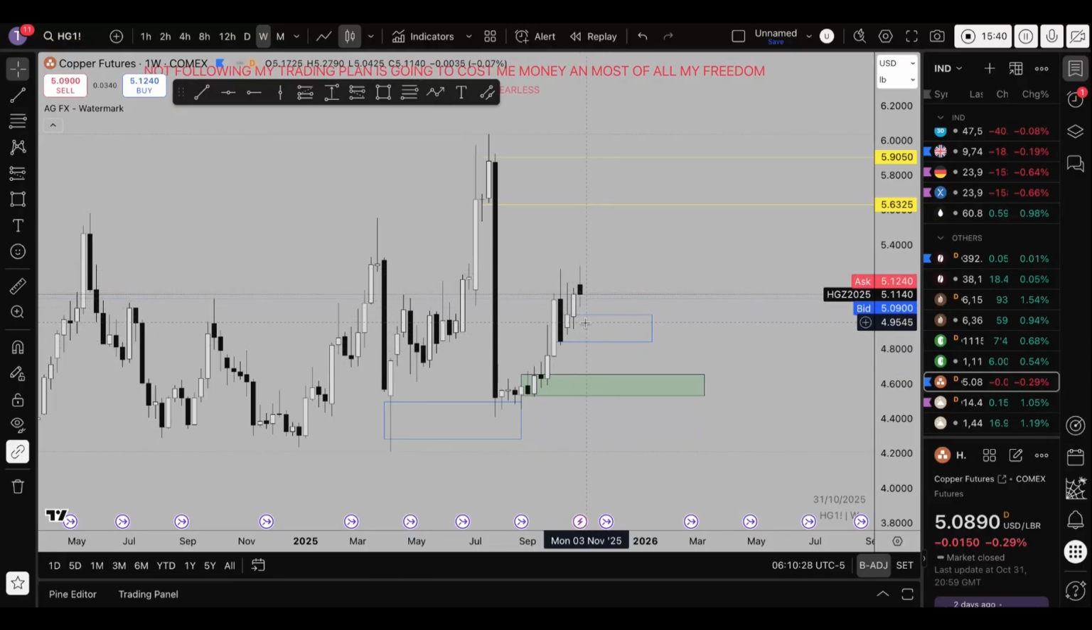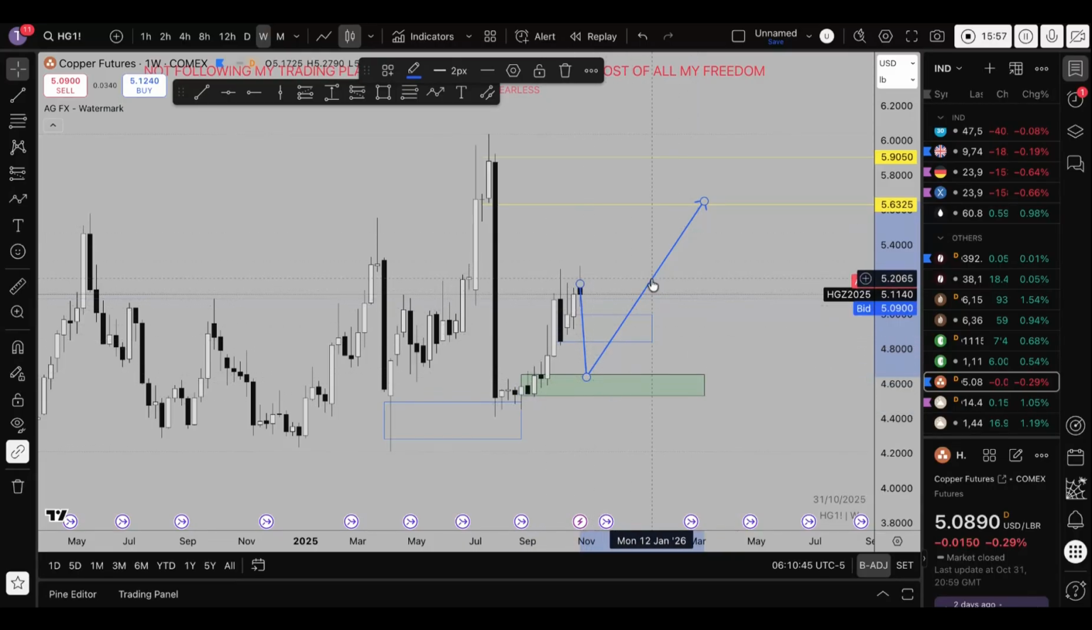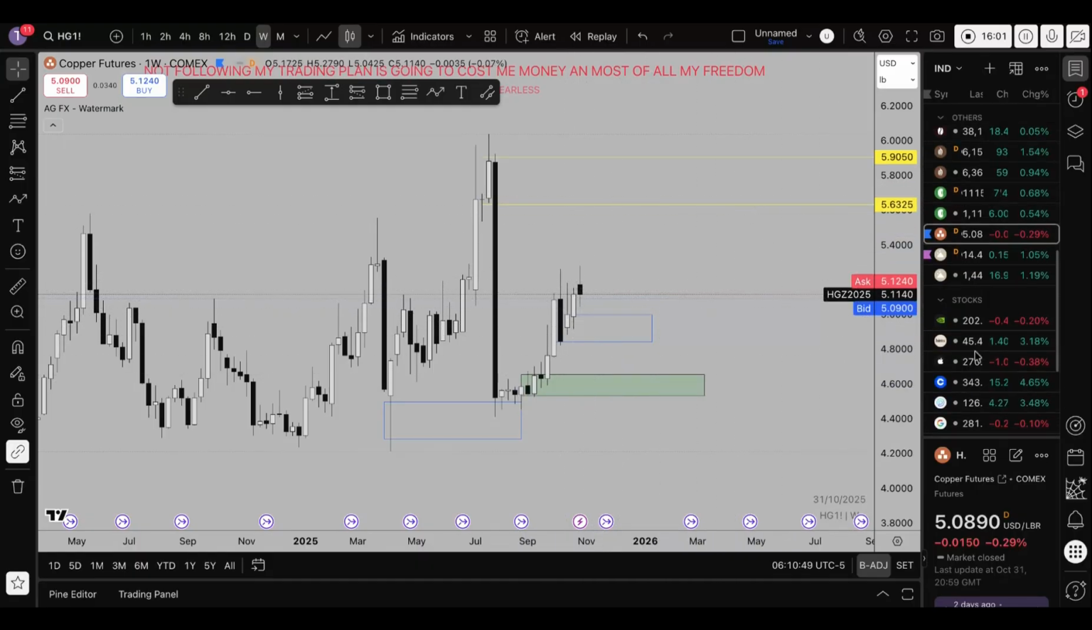If it comes here and then moves up, I'm okay with that, but I would prefer to take it from here going back to here. That suits me better. So pick your poison, what works for you. So I prefer down here than back here.